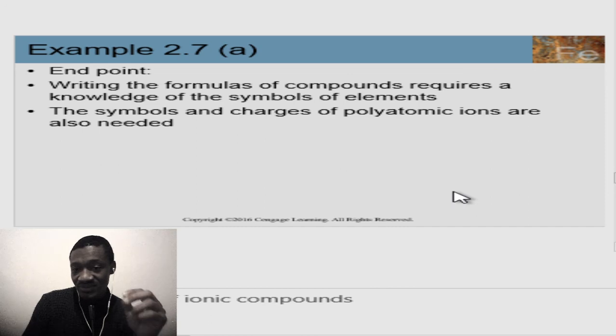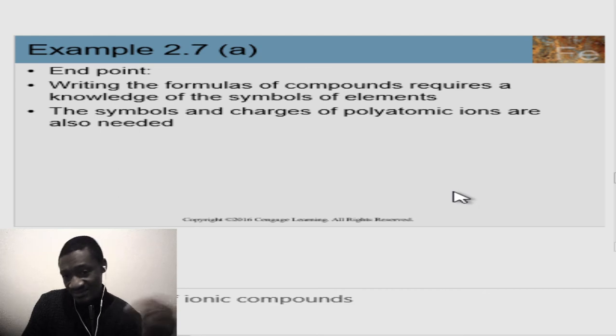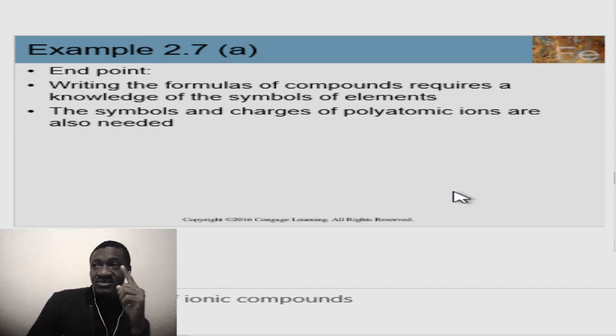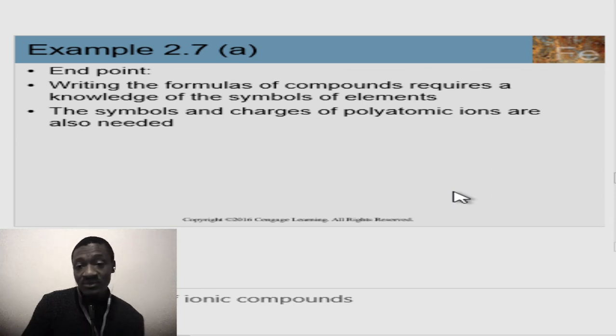So writing the formula requires the knowledge of the symbols of the elements. Very important. So note that the symbols that are being used, you have to consistently try to remember them. The symbols and the charges of the polyatomic ions are also needed, so that you know the number of charges and can easily connect them to the metal. Like SO4, you know that it's -2. So if it's -2, you know that whatever is in front has to have +2 to balance up for it to be a compound.